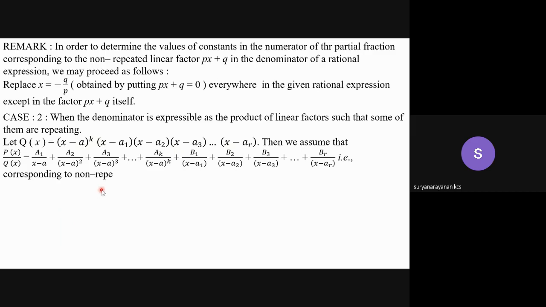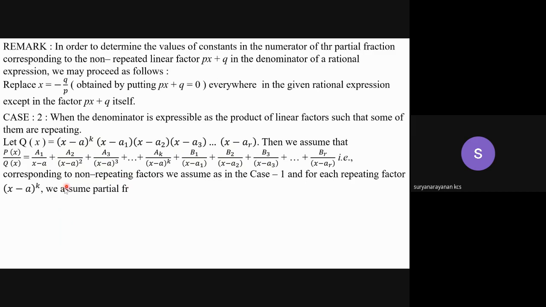Corresponding to non-repeating factors, we have partial fractions like this: b1 by, b2 by, b3 by. But here this leader factor is repeated k times. So we wrote here k partial fractions: x minus a whole square, x minus a whole cube, x minus a whole power k. So corresponding to non-repeating factors, we assume that as it is in the case of case 1.